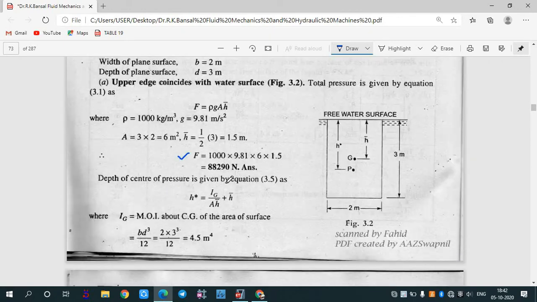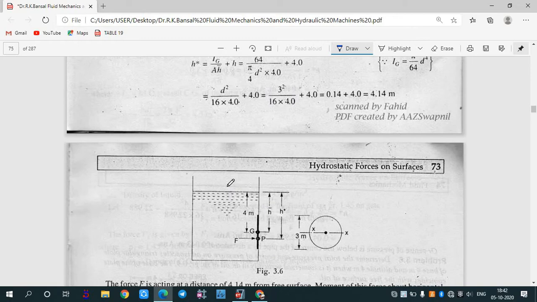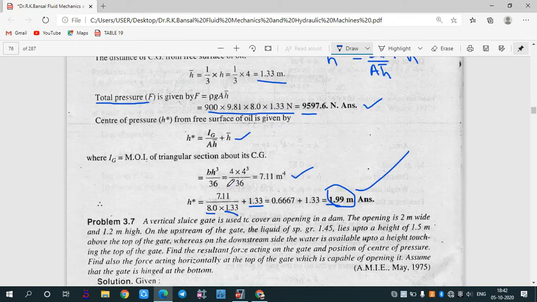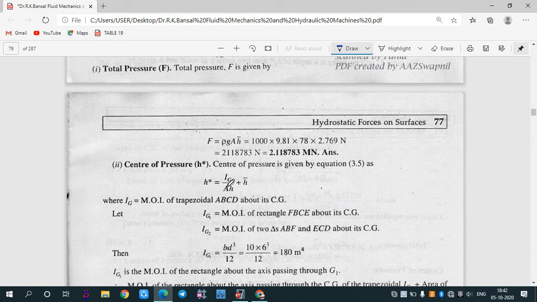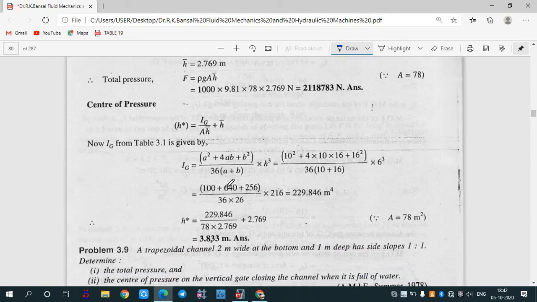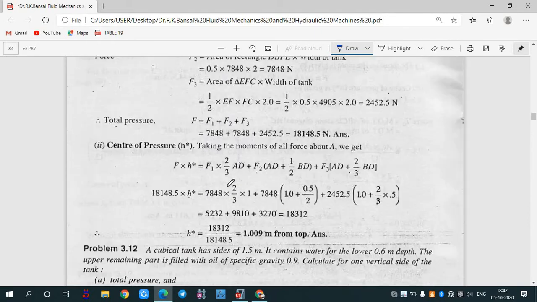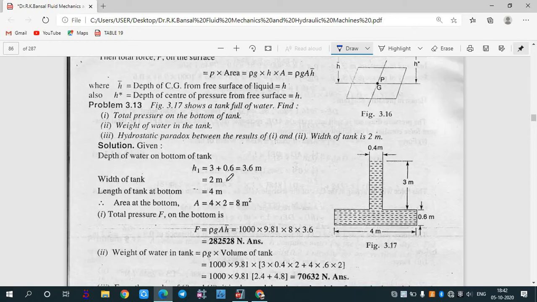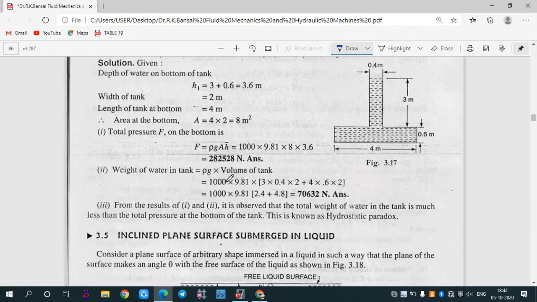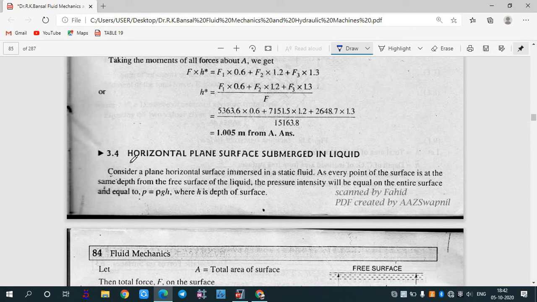Let me show you the derivation for that. Horizontal plane surface submerged in the liquid. In this case, we are considering a plane horizontal surface immersed in a static fluid. As you know, hydrostatic force acts only in the case of static fluid, so this is a must.